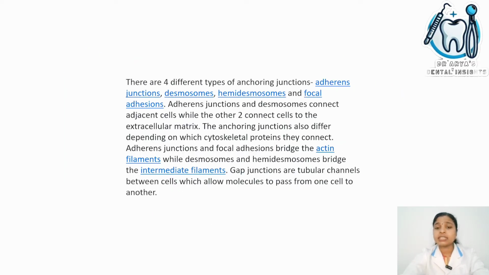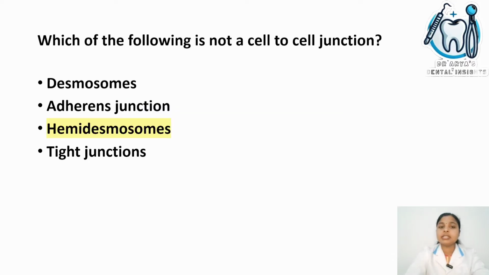So there are various types of anchoring junctions: adherence junction, desmosomes, hemidesmosomes, and focal adhesions. Adherence junctions and desmosomes connect adjacent cells while the other two connect cells to the extracellular matrix. So the answer, not a cell-to-cell junction, is hemidesmosome. This word, "not", is important. It is a cell matrix junction, which is the hemidesmosomes.